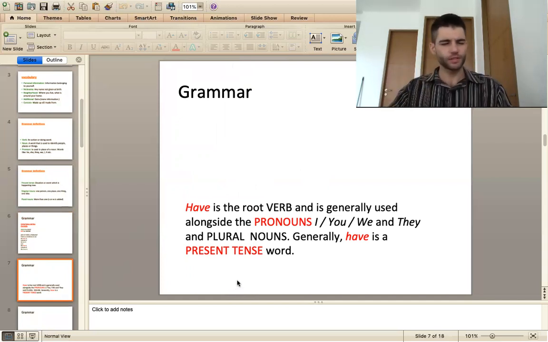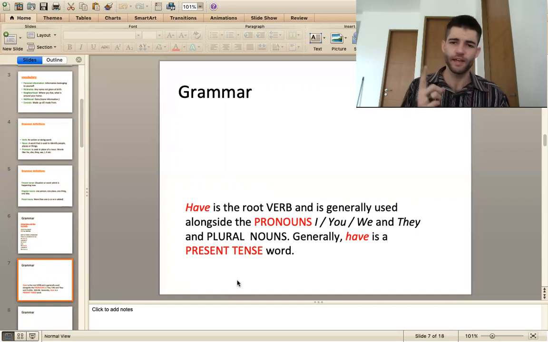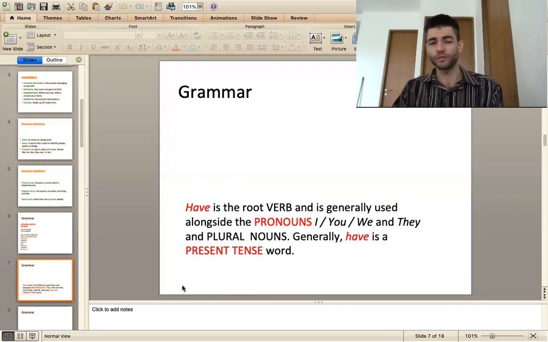So if you look at all of this information, it looks a bit confusing, but remember that we just did one page ago. So you can look, a verb is an action. So we use have as an action. Alongside means like together with. So with the pronouns I, so I have, you have, we have, they have, and plural nouns. So plural means more than one. So words that have more than one, we add the word have.